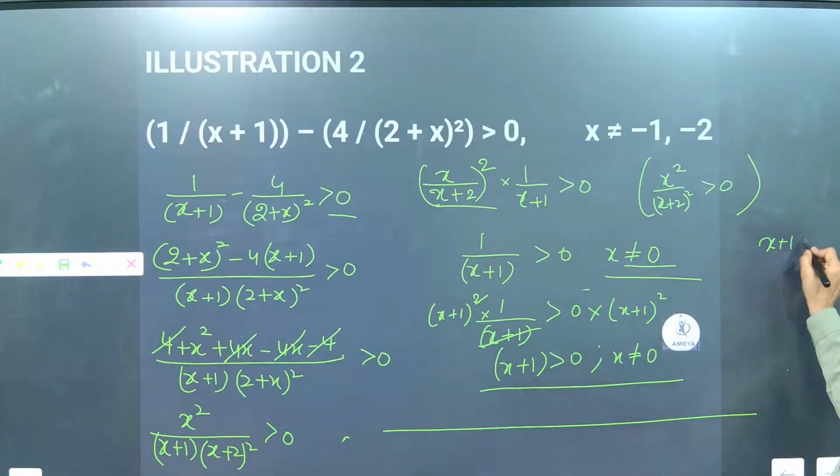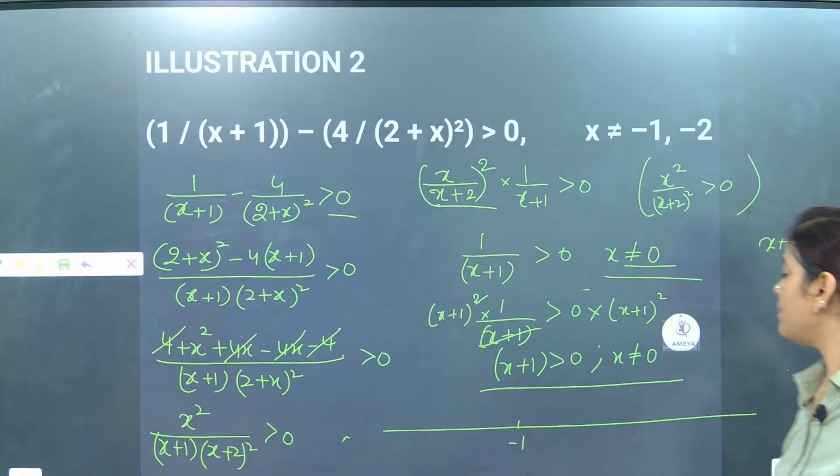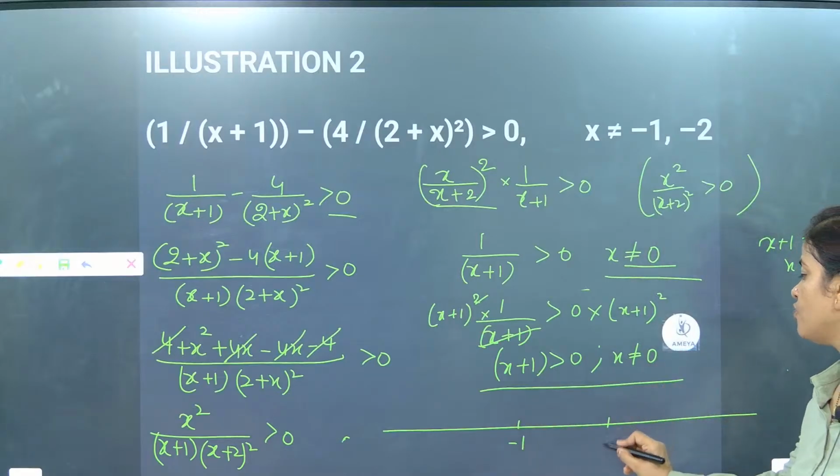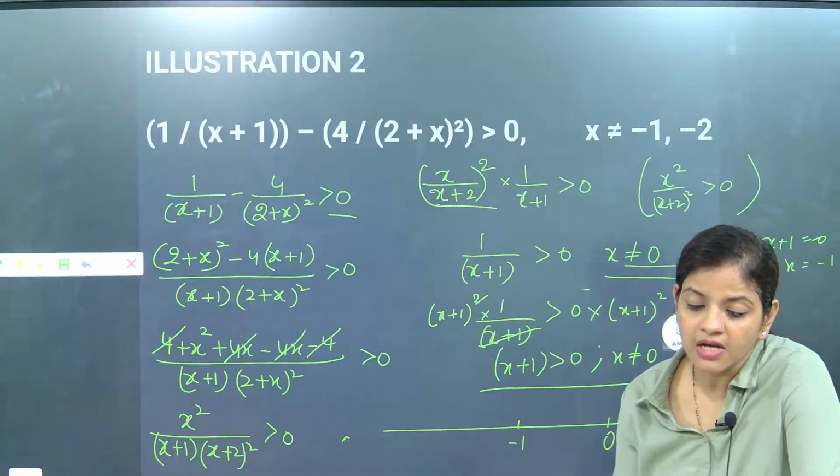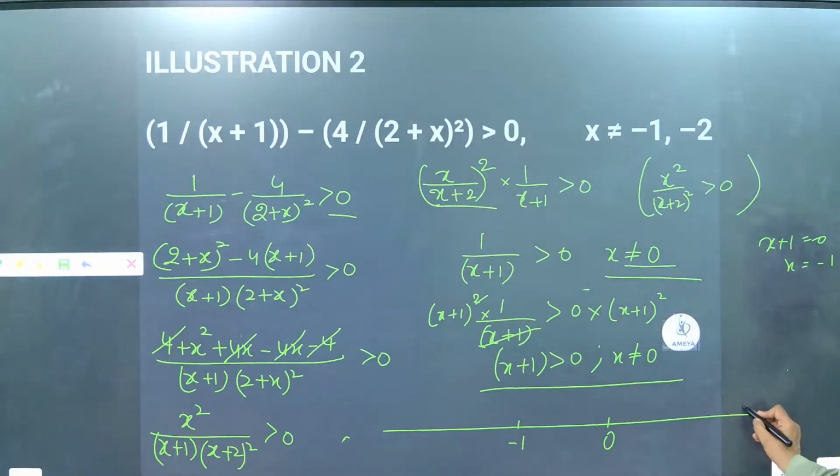x plus 1 is equal to 0, that means our first root is minus 1. And 0 will never be included, since x cannot be 0. So we will mark 0 also.